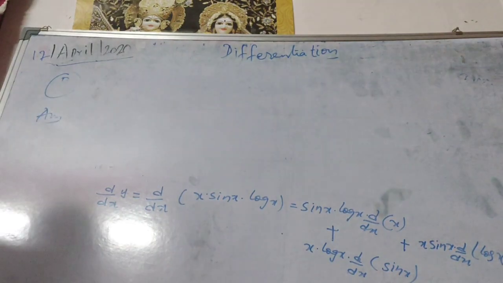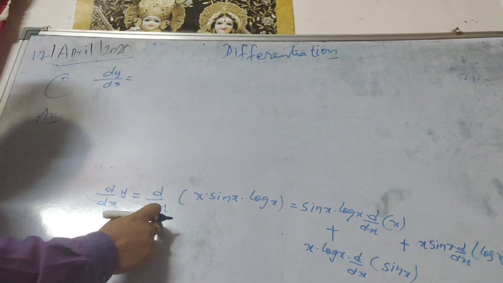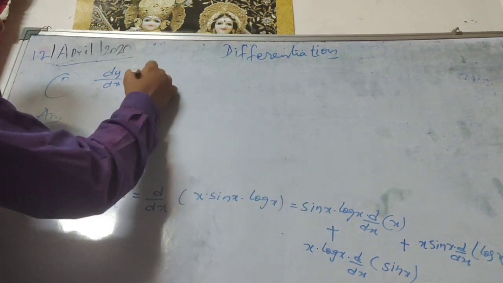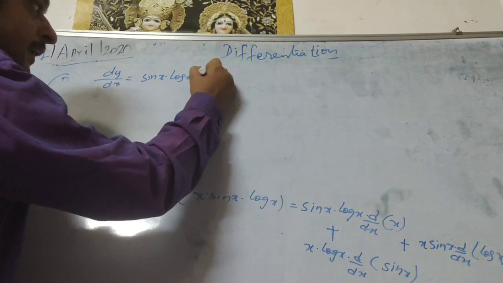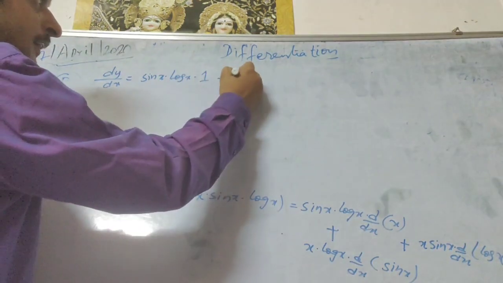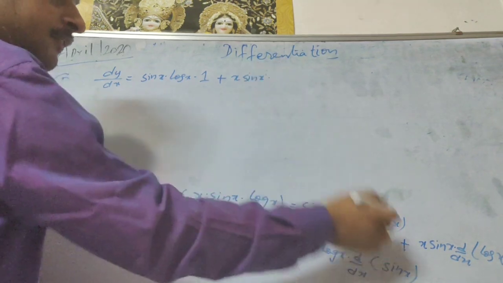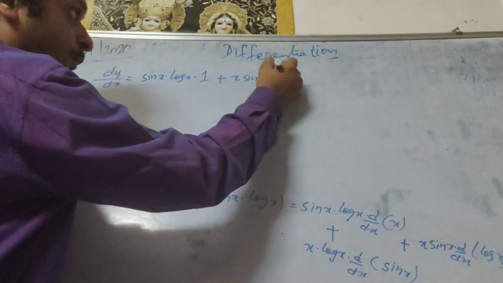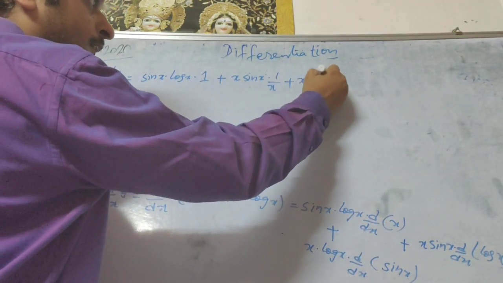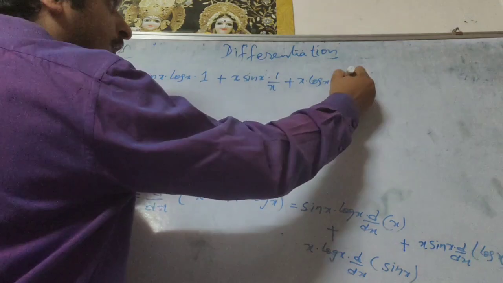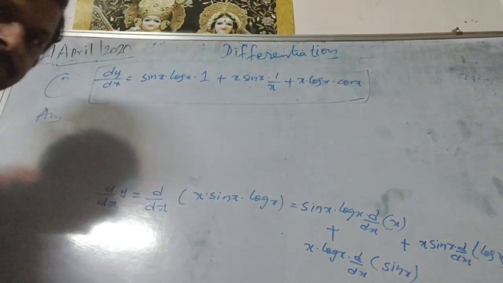That will be dy by dx equals sin x into log x, d by dx of x is 1, plus x into log x into d by dx of sin x is cos x, plus x into sin x, d by dx of log x is 1 by x. That is the required answer.